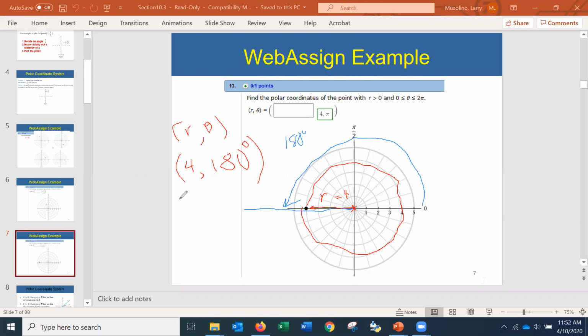Of course, if I want to enter this in radians, you remember 180 degrees is the same as pi radians. So I can also enter this answer as just 4 comma pi. All right, folks, any questions here on working with polar coordinates, looking at these polar graphs?